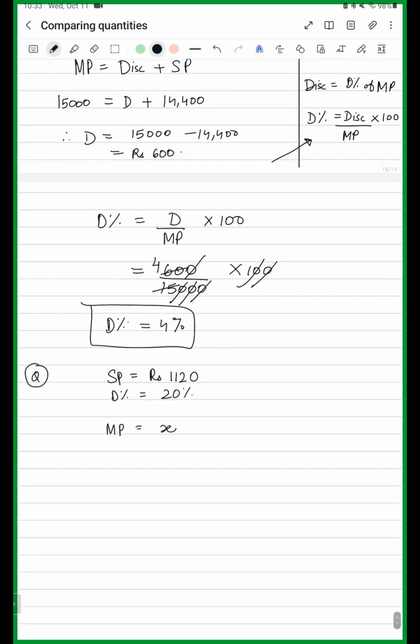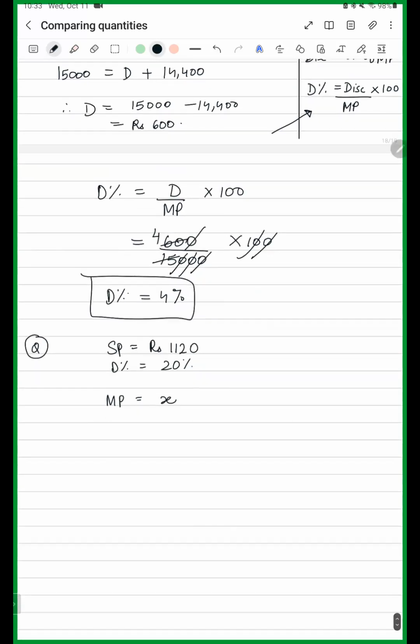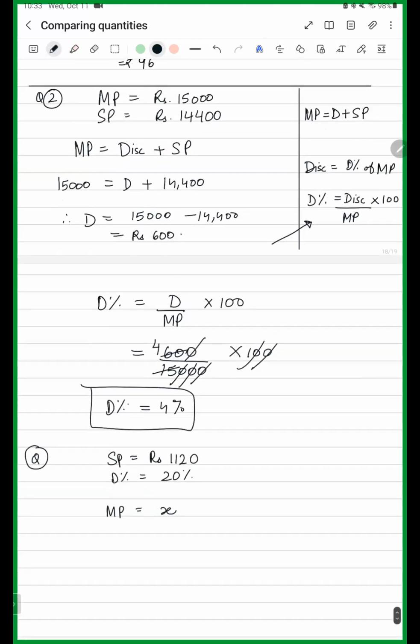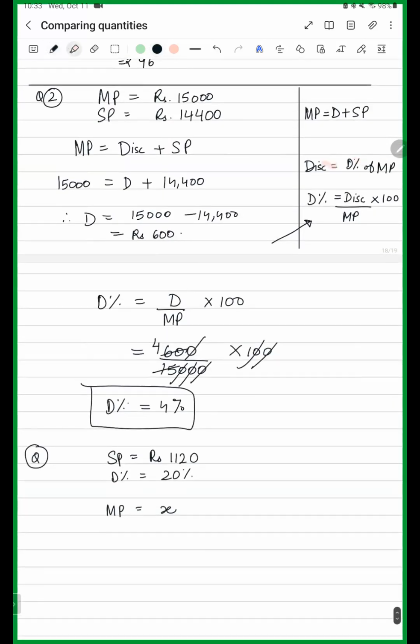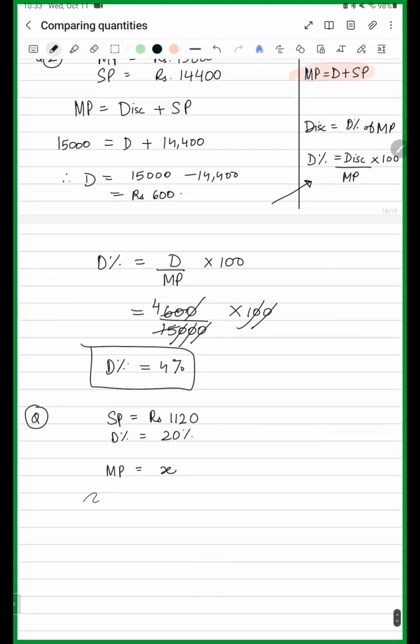So that means, let's do this thing. We know this basic formula, which is this thing: MP is equal to D plus SP. But D is not given to us. Instead D% is given, right? So now what is the relation between D and D%? This thing.